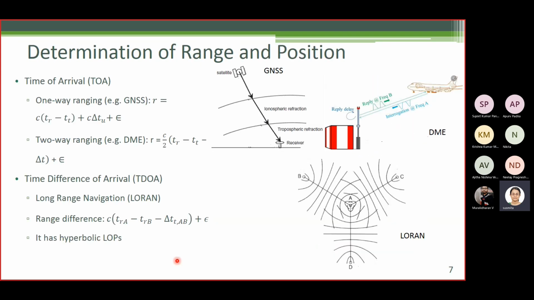Excuse me, ma'am. Yes. Ma'am, how do we ensure that this time difference is accurate? Because yesterday you said a millisecond difference can create 1,000 kilometers of error. Which one are you asking about? Ma'am, time of arrival, the time difference, TR minus TT. How do we ensure an accurate value? How do we ensure that this value is correct?